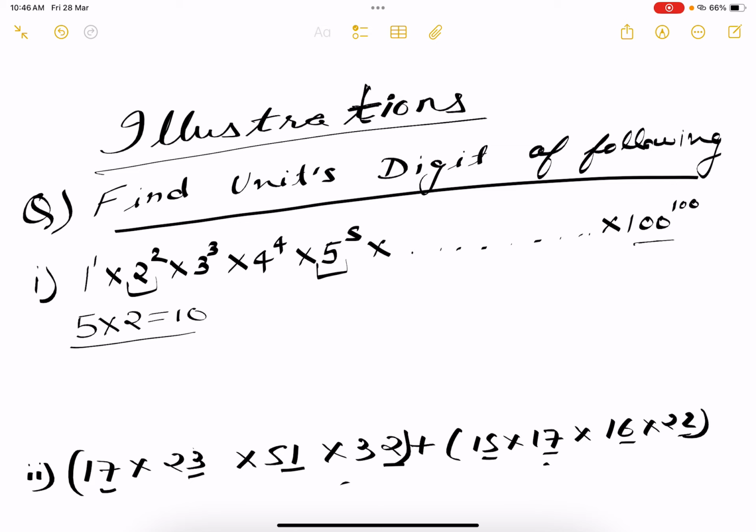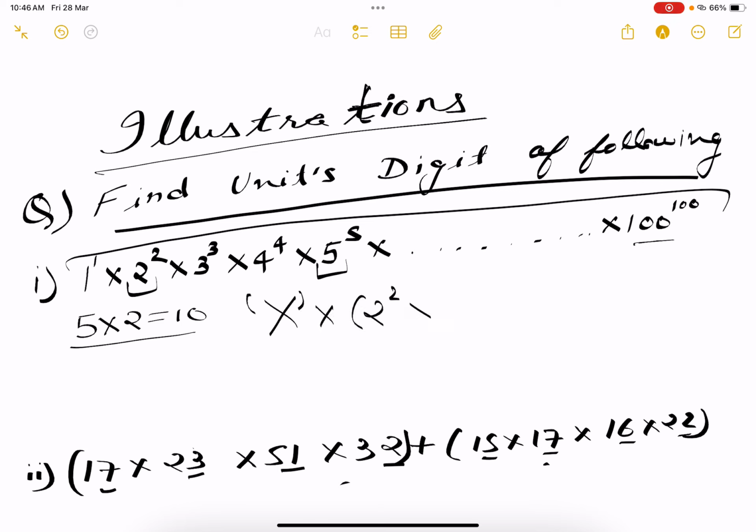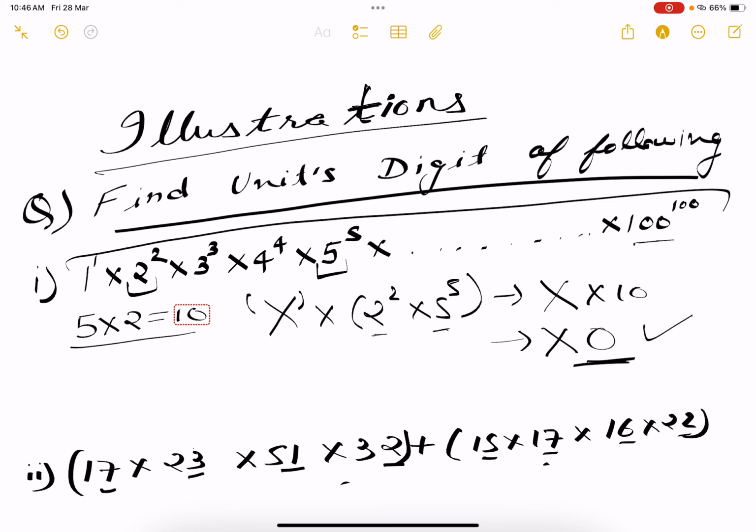So here we can say, if we separate this 2 and 5, and for the rest of the illustration we take it as x, then we multiply it by 2 to the power 2 and 5 to the power 5. So this is x and this is 10. Let's say 10 only, we use one 2 and one 5. So I can say this is x0. So for this whole number, the unit digit comes out to be 0. So we can say, if in any equation of multiplication we get just 1, 5 and 2, then the unit digit of that equation would always be 0.